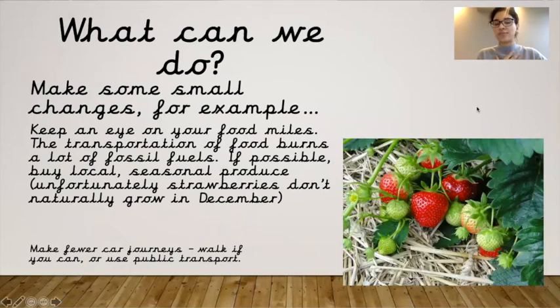What can we do? We can make some small changes. For example, we can keep an eye on our food miles. The transportation of food burns a lot of fossil fuels, and we do not want to be burning fossil fuels. It's a bad way of making things happen. So if possible, you can buy local seasonal produce.